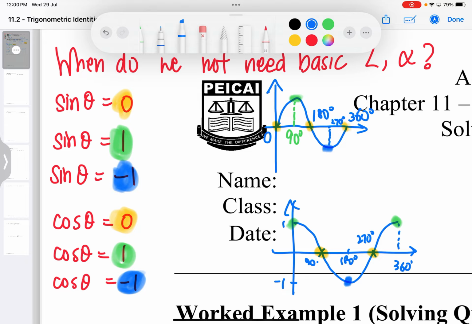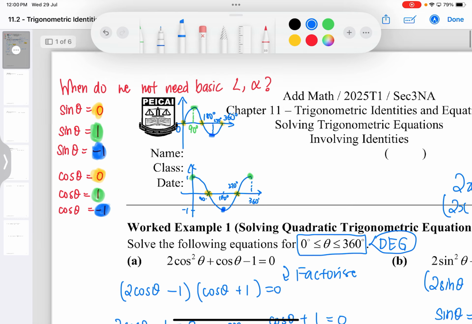Does this clarify when to use the basic angle and when not to? Alright, great. Now we can try other questions. Let's go to the tangent one.